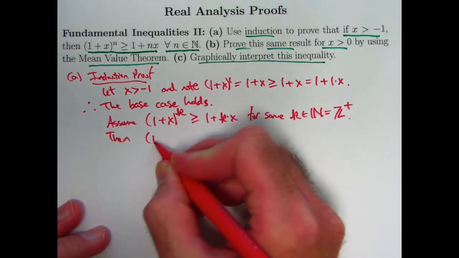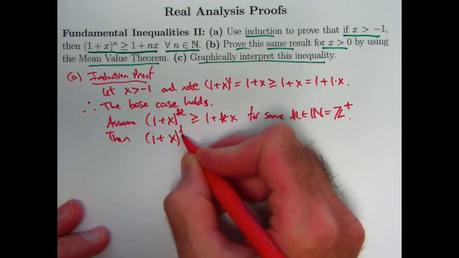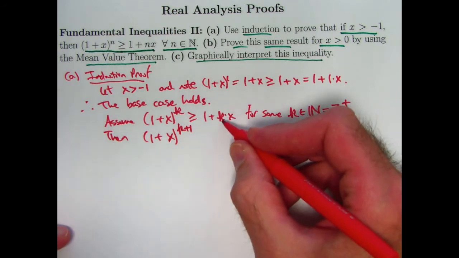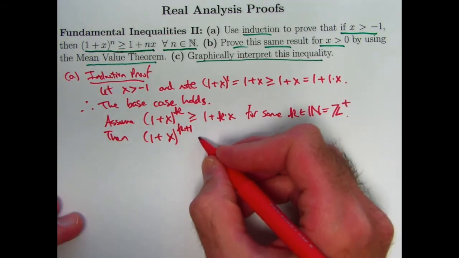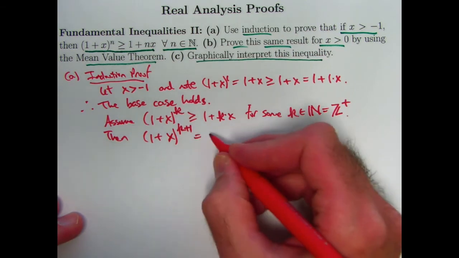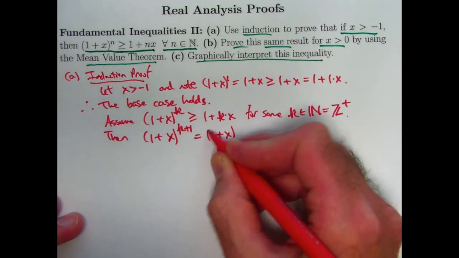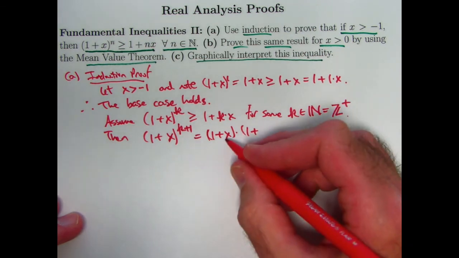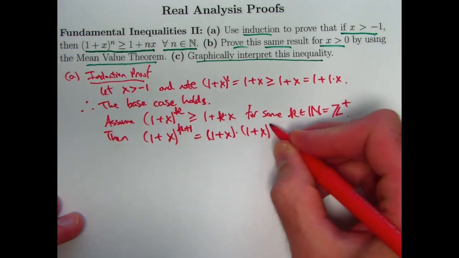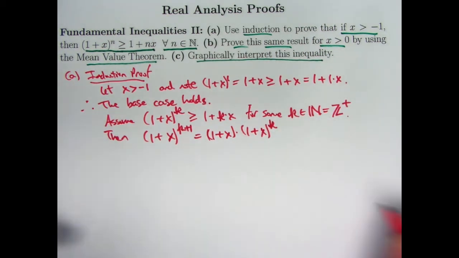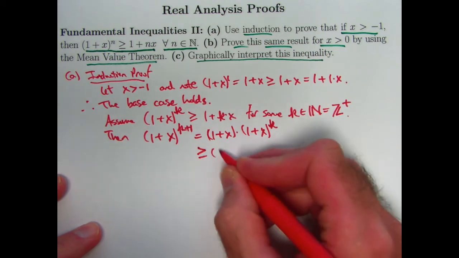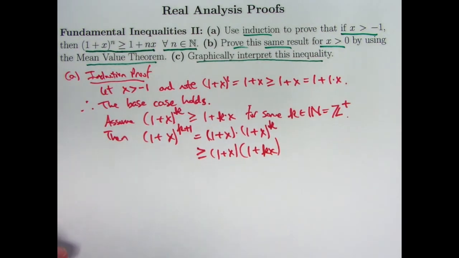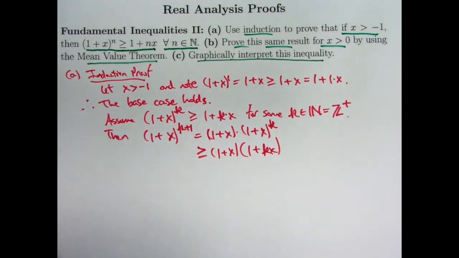Then 1 plus x to the k plus 1, can I show that that is greater than or equal to 1 plus, in parentheses, k plus 1 times x? You've got to use your induction assumption in some way, or else you wouldn't be doing induction. And hopefully it's pretty clear that you want to write 1 plus x to the k plus 1 as 1 plus x times 1 plus x to the k, because that allows you to now use your induction assumption. This will be greater than or equal to 1 plus x times 1 plus kx, by that induction assumption, induction hypothesis.